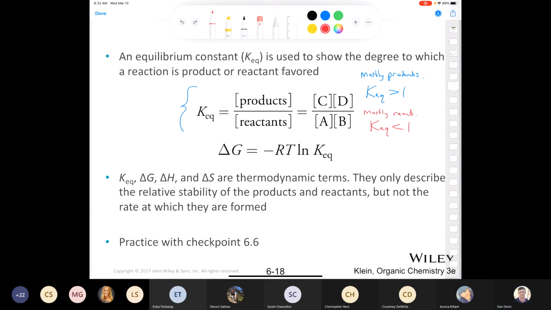So keep in mind that all of these terms, K equilibrium, delta G, delta H, delta S, these are thermodynamic terms. If you go back to your general chemistry notes and look at the thermodynamics chapter, you're going to see all of these terms come up in those chapters. But they have nothing to do with how fast the reaction occurs.